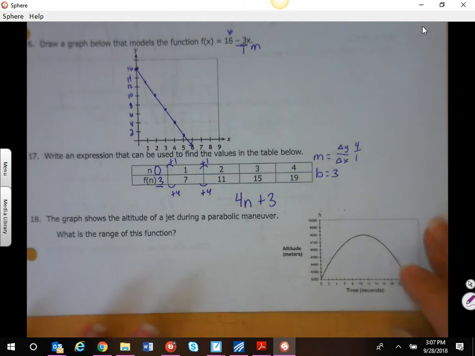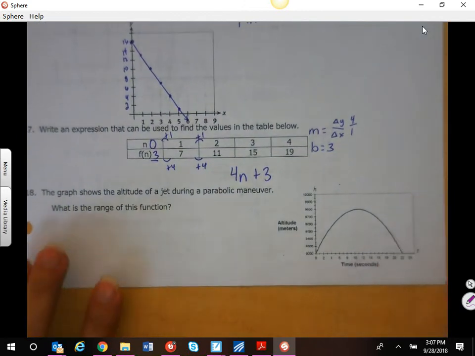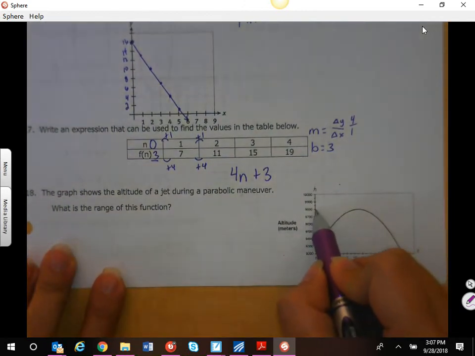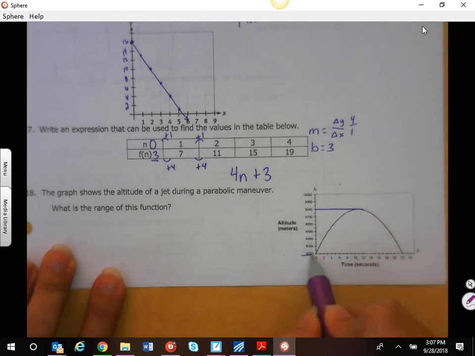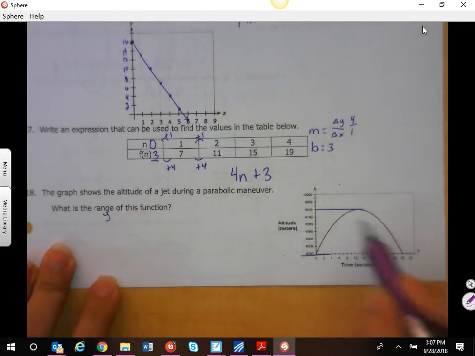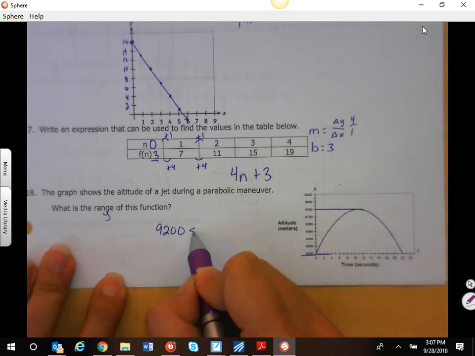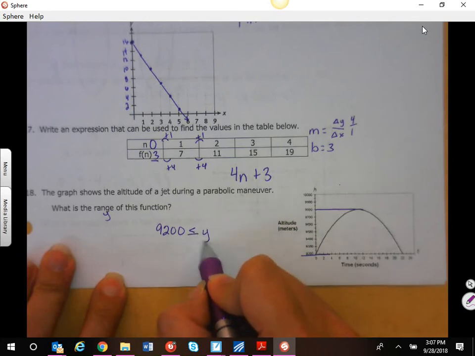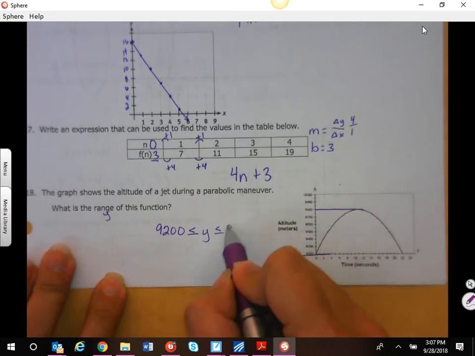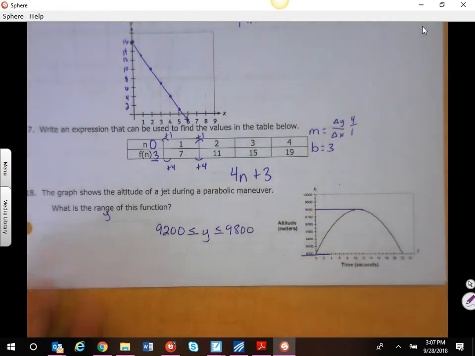This one, I apologize, the graph was kind of hard to see. That will not be the case on the test on Monday. It's talking about the range, which is y. I'm not worried about domain. This did not start at 0. It started at 9,200. It is touching that, so 9,200 is less than or equal to y is less than or equal to 9,800. So again, make sure you know the difference between domain and range.